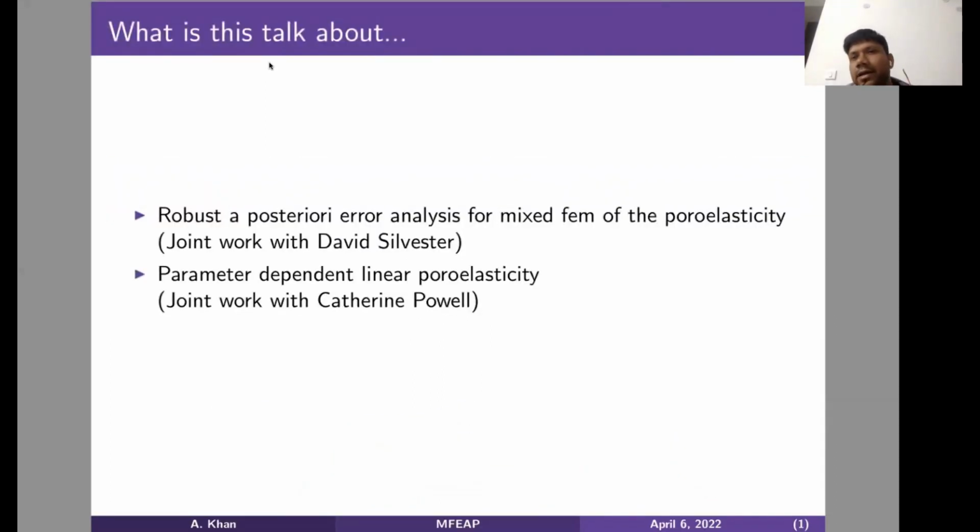My talk is divided into two parts. In the first part, I will focus on robust a posteriori analysis for poroelasticity from a deterministic point of view. This is joint work with David Silvester. In the second part, we are going to solve PDEs with uncertain input, and here we will discuss solvers for such big systems. This is joint work with Catherine Powell.